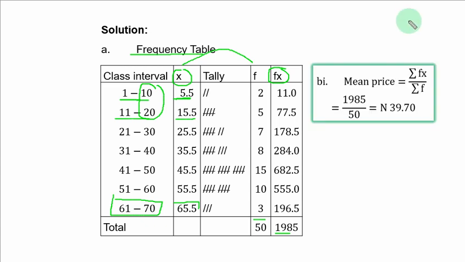Before we proceed, let us just find the mean, because this table will enable us to do that. So mean price is equal to summation FS over summation F. So you have 1,985 divided by 50. That is 39 naira 70 kobo as the mean price for the 50 articles in the shop.